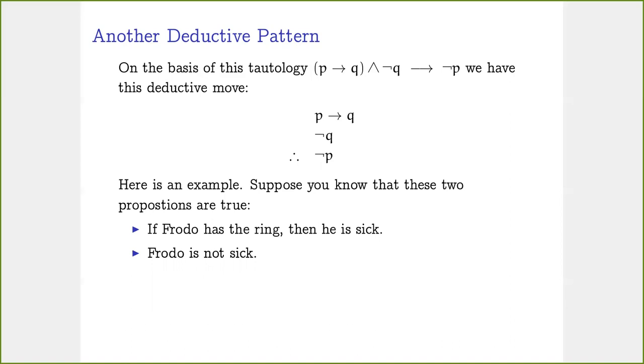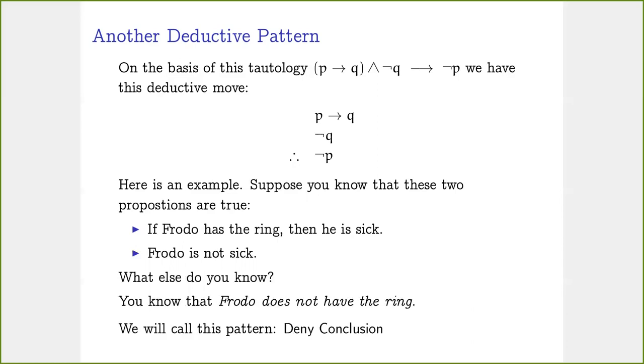Let's look at an example of how you would use this pattern of deductive reasoning. Let's say you know in an argument the following two things. If Frodo has the ring, then he is sick. Frodo is not sick. What else do you know? You know that Frodo does not have the ring. Again, we call this pattern deny conclusion.